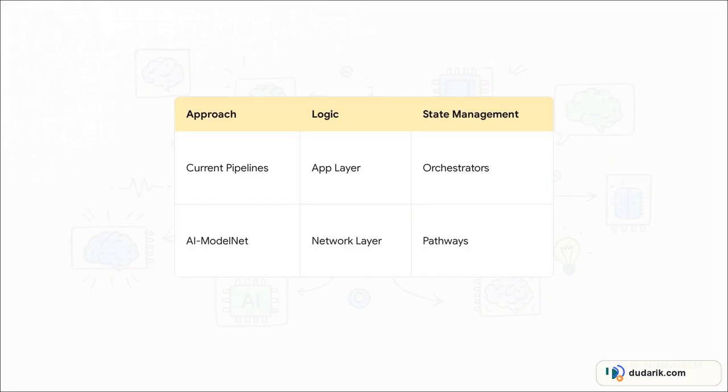Right now, if you want multi-model pipelines, you're building them at the application layer, using orchestrators like LangChain or AutoGen. You manage the state logic. AI ModelNet pushes this all the way down to the network level. While that heavily reduces your application coupling, it massively increases your dependency on the health of the model registry and the latency across those physical network nodes.